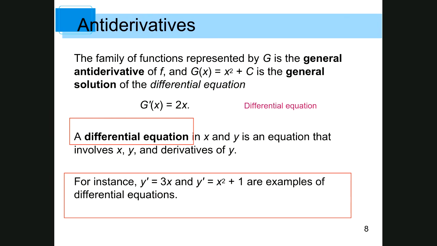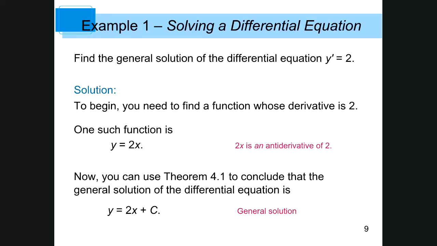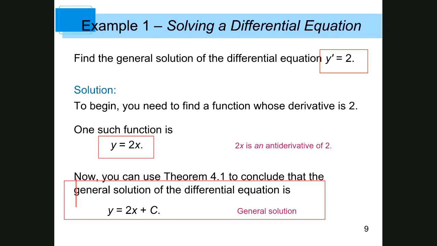Let me give you an easy one, actually. Solve y prime is 2. So which function, if you derive it as a function of x, of course, gives you 2? So the answer will be 2x. And actually, if you want what we call the general solution, it will be 2x plus a constant.